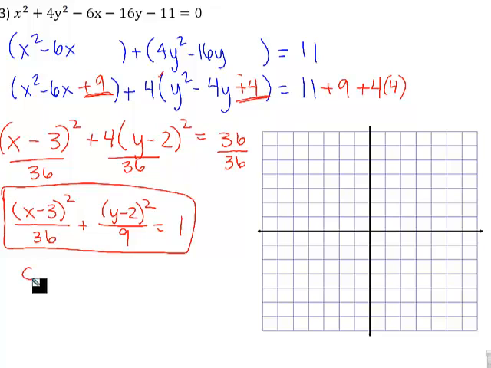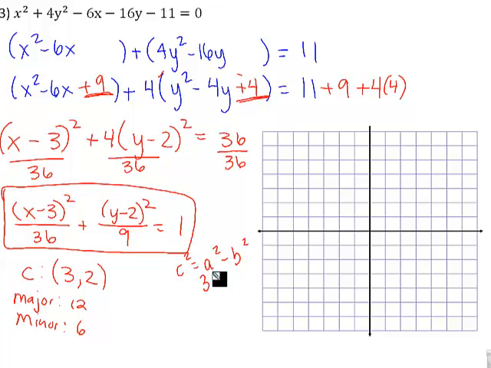So what would be our center here? It would be positive 3, positive 2. What would be the length of our major axis? So this is our a squared is 36. Our major axis is 2a, so it would be 12. Yeah, because the square root of 36 is 6. 6 times 2 is 12. What would be the length of our minor axis? 6. And then to find our foci points, we would have to do c squared equals a squared minus b squared.